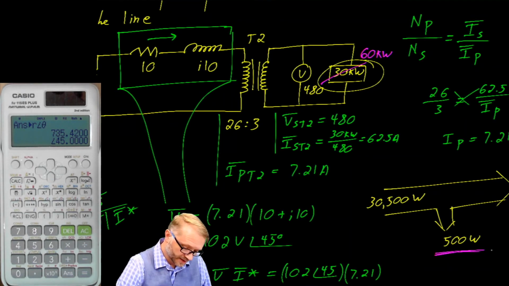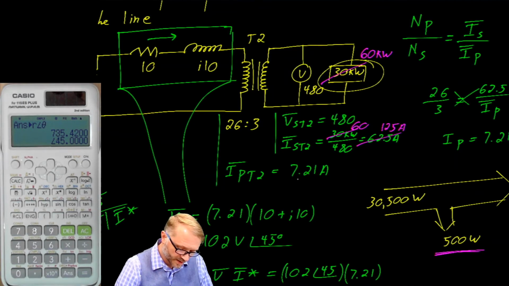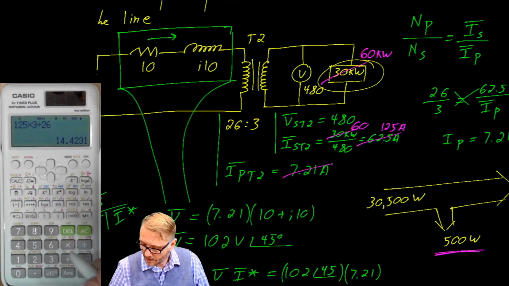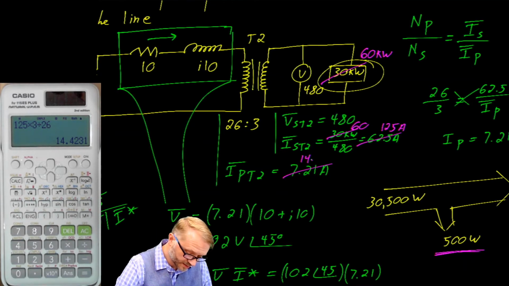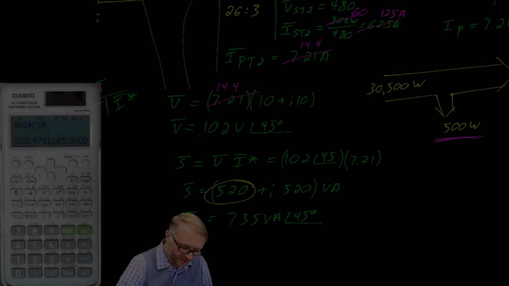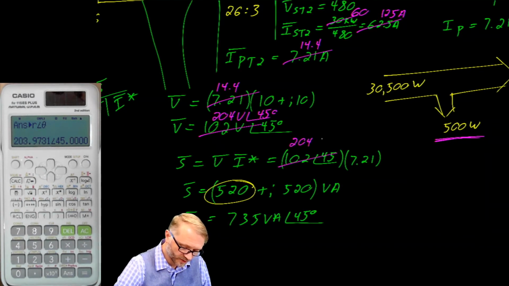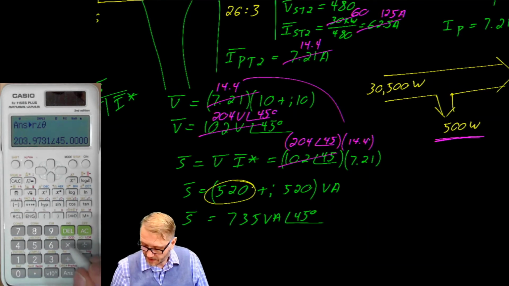Let's find out. This becomes 60. This becomes 125. This becomes 125 times 3 divided by 26. So that doubles. So that's 14.4. As we keep moving, we see that this voltage moves to 204 volts, angle 45 degrees. It doubles. This here is now 204, angle 45. And our current comes down as 14.4.